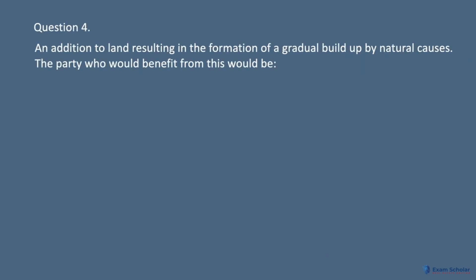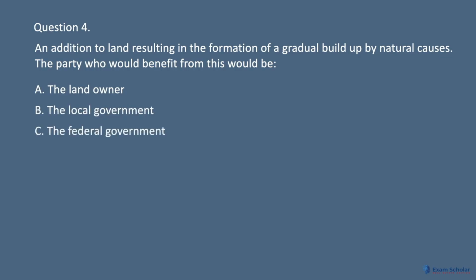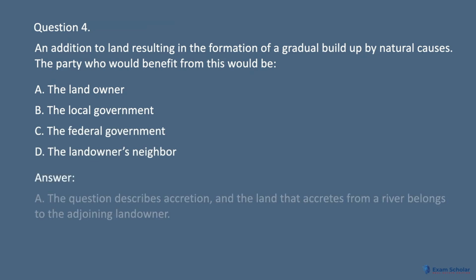Question 4. An addition to land resulting in the formation of a gradual buildup by natural causes. The party who would benefit from this would be A. The landowner, B. The local government, C. The federal government, D. The landowner's neighbor. Answer: A. The question describes accretion, and the land that accretes from a river belongs to the adjoining landowner.